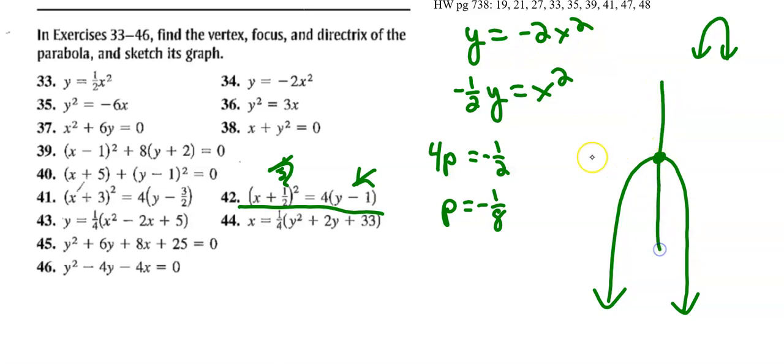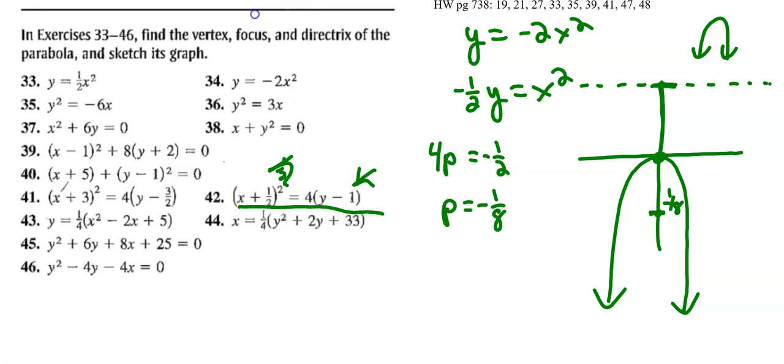So you should have, boom, origin like that. And then the p value is negative 1/8. That means if we come down to wherever negative 1/8 is on our graph, there's the p value, the focus. And then up here at positive 1/8, if we go this same distance in the opposite direction, we're going to get our directrix.